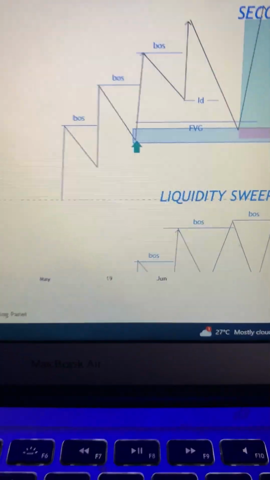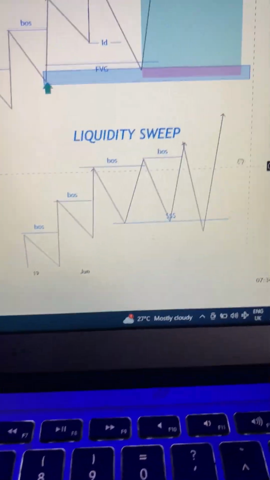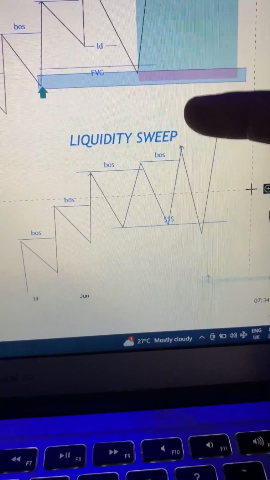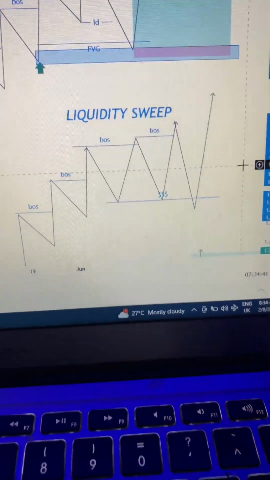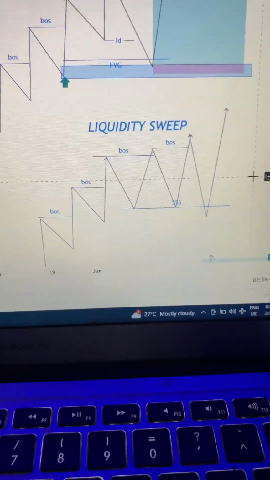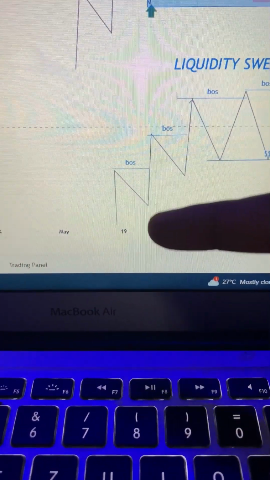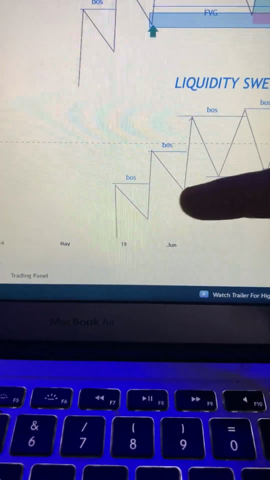Number 2 entry module I have is the liquidity sweep. I already talked about understanding liquidity, which is important too. So now we see that price has been going in an uptrend, creating a series of higher high, higher low, higher high, higher low, higher high, and this is a break of structure to the upside.